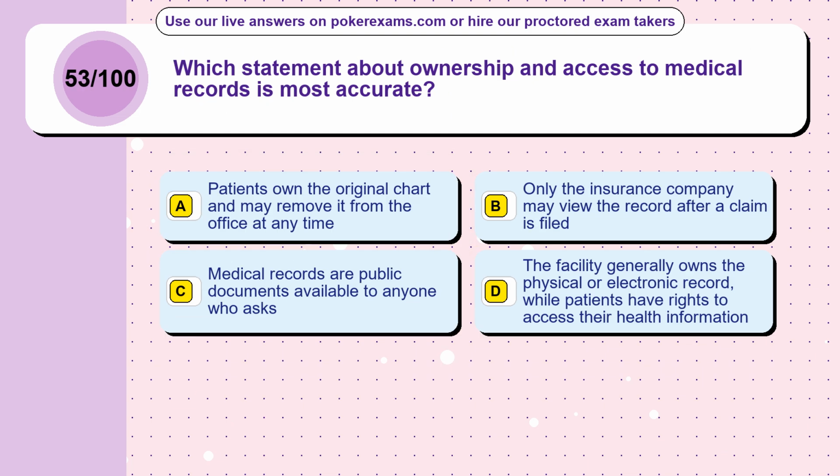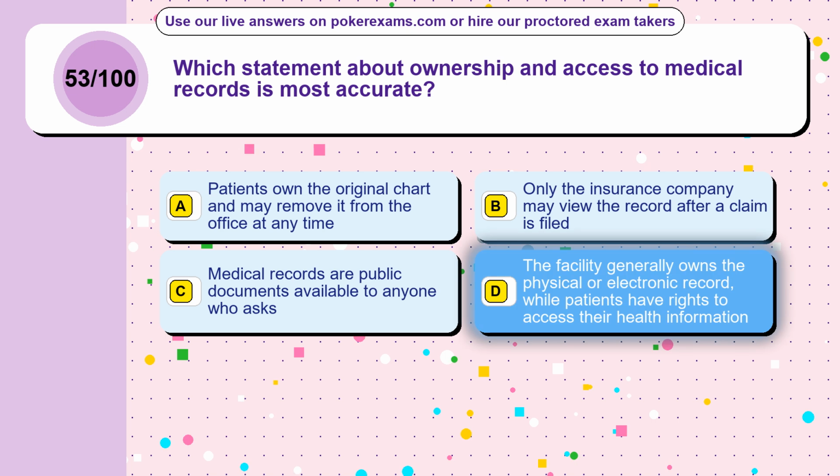Question 53. Which statement about ownership and access to medical records is most accurate? Option A. Patients own the original chart and may remove it from the office at any time. Option B. Only the insurance company may view the record after a claim is filed. Option C. Medical records are public documents available to anyone who asks. Option D. The facility generally owns the physical or electronic record, while patients have rights to access their health information.